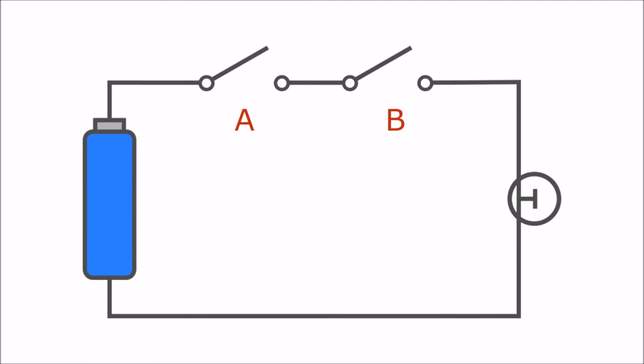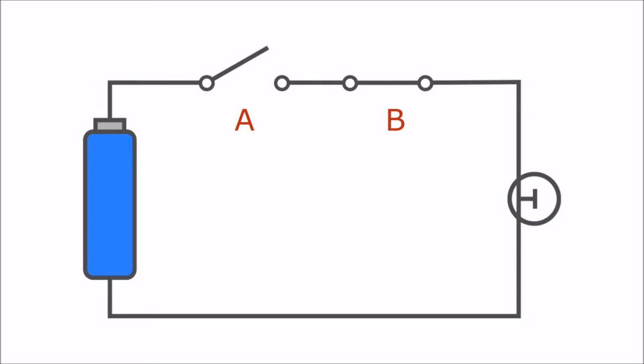Now let's look at a similar circuit, but this time with two switches, which we will call A and B. Both switches are currently off, so once again the circuit is broken and no current can flow. The light is off. Suppose we turn on switch A. The circuit is still broken because switch B is turned off, so the light stays off.